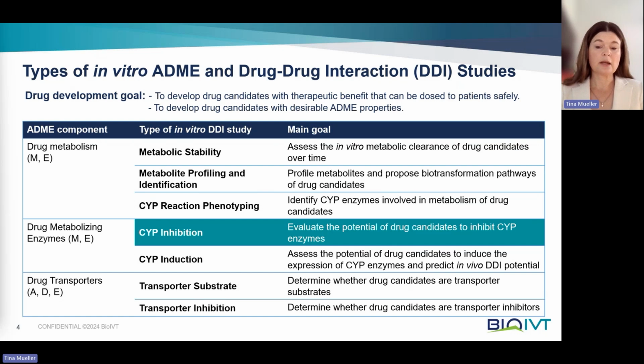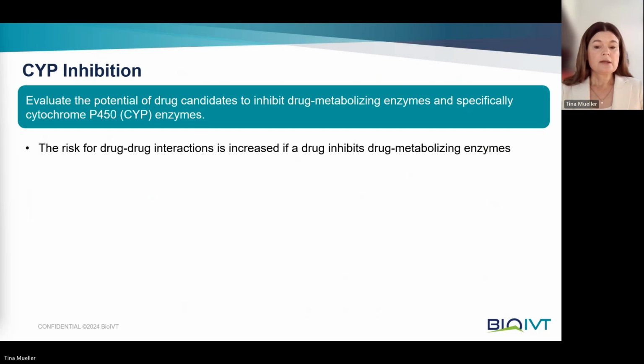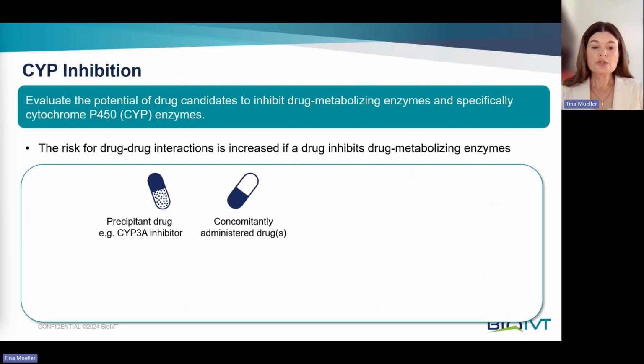And in this context, typically two classes of enzymes are assessed: CYP enzymes and UDP glucuronosyl transferases, or UGTs. As the title of this video indicates, we will focus here on CYP enzyme inhibition. CYP inhibition studies evaluate the potential of a drug candidate to inhibit drug metabolizing enzymes, and specifically CYP enzymes. If a drug inhibits CYP enzymes, it can increase the risk for DDI. So let's take a moment to understand DDI in a little bit more detail and how that applies to CYP inhibition.